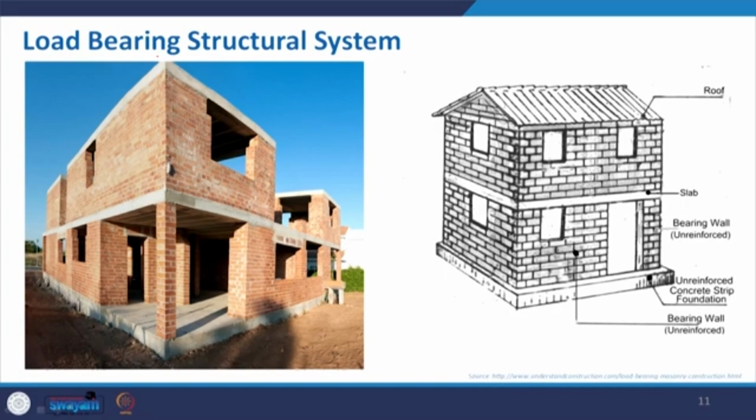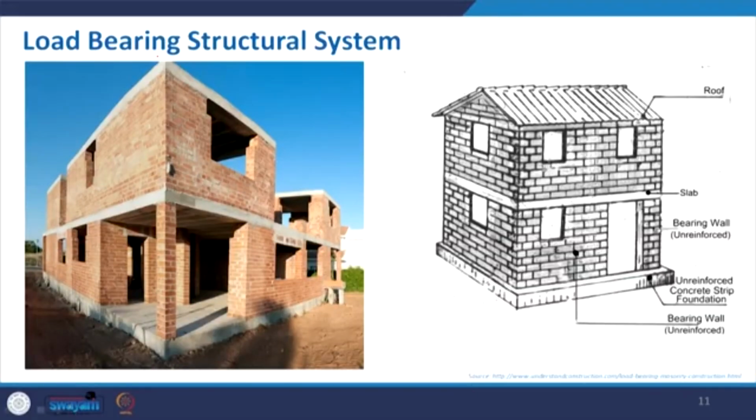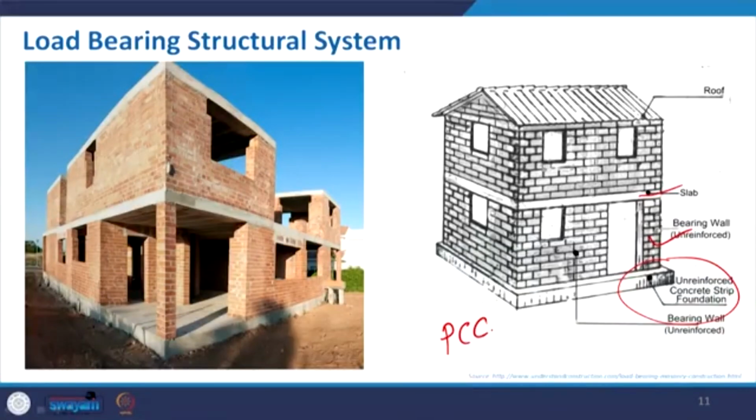If I compare this particular building with the other image, it is a schematic one, where the roof and slab load will be transferred by the bearing wall and where there is no reinforcement, right. And then you have something like an unreinforced concrete strip. Without reinforcement we can go with some PCC, plain cement concrete, as a base to act as a foundation. This is a similar kind of thing, but instead of the pitch roof, the slant roof, here you have the flat roof. So, this system is available.